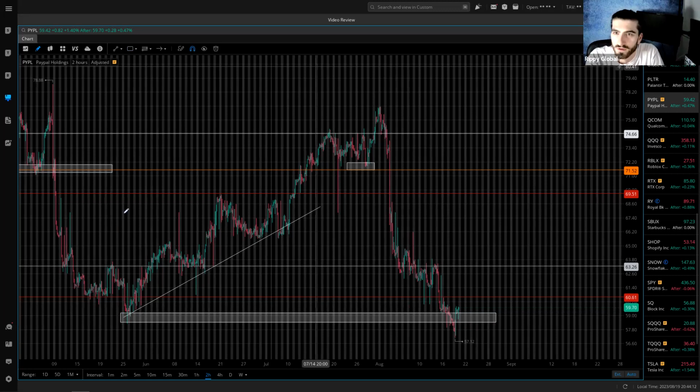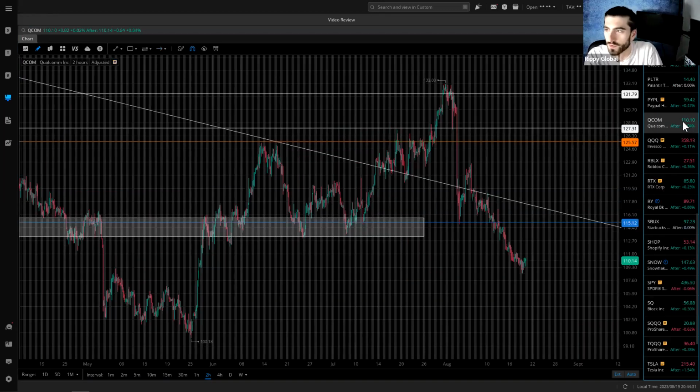Let me add an arrow. What happened right here with PayPal. Possible wick underneath, just to send it right back to the upside. So we need a break and hold above $60.60 a share. If that happens, we will fill the gap to $63 and about 30 cents a share or so.